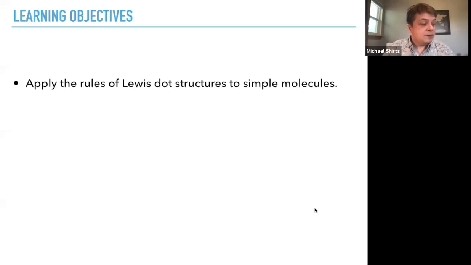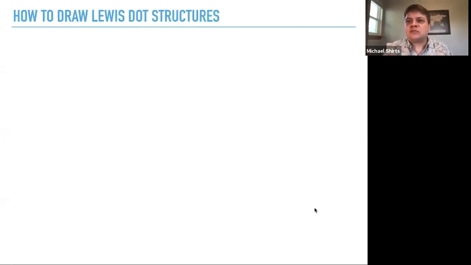It's a pretty simple list of objectives for this particular subject because we're just going to be starting in. So the goal is to be able to apply the rules of Lewis dot structures to simple molecules. That's it. That's for this segment. Okay, so how to draw Lewis dot structures.